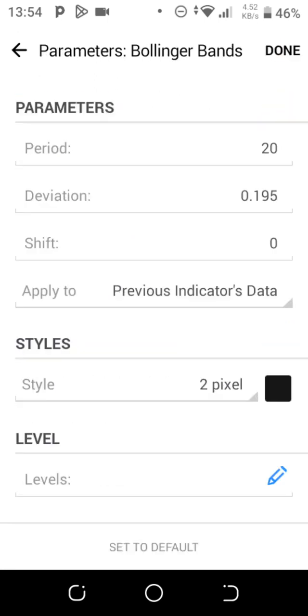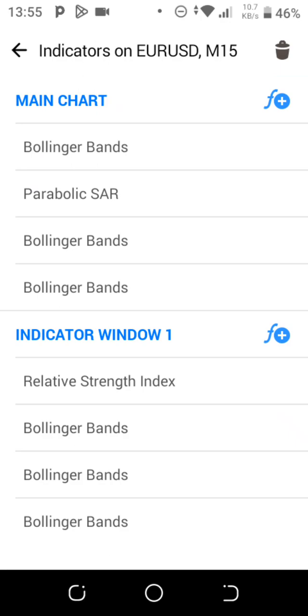Then I have another one applied to previous indicator data. Done. Then I have apply to close, same thing. Then color yellow. Done.